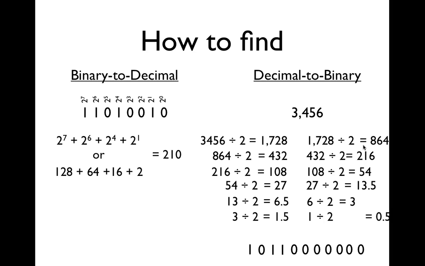So, 1 divided by 2 is 0.5, and if you take the 0.5 off, it's 0. So we're done. So that's the whole thing. We converted 3,456 to 1101100000000, and that's decimal to binary. Now, yeah, that's just your guide, so you can see what we did.